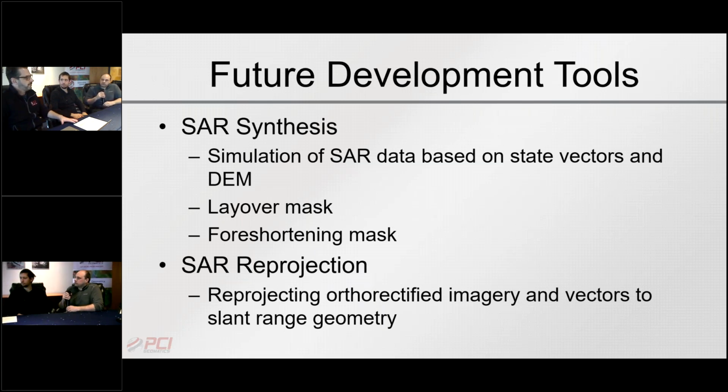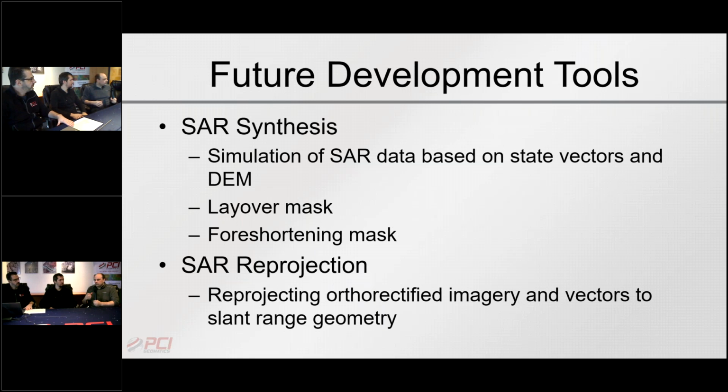So one of the big topics here at PCI is analysis-ready data. How does this all play into analysis-ready data? Where do you see that going with radar, and why is this important for ARD?